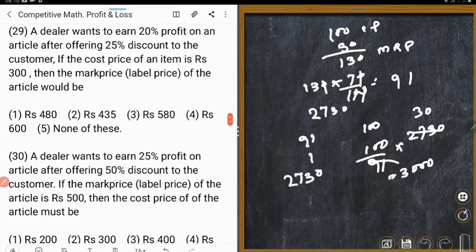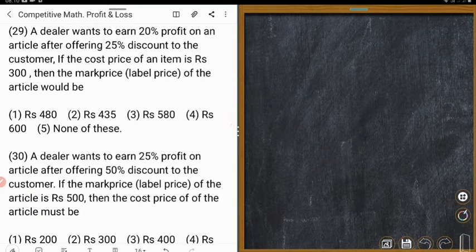Next one is 29. A dealer wants to earn 20% profit on an article after offering 25% discount to the customer. If the cost price of an article is 300, CP is equal to 300. Could you understand? CP is equal to how many? A dealer wants to earn 20% profit. 20% profit means 120.